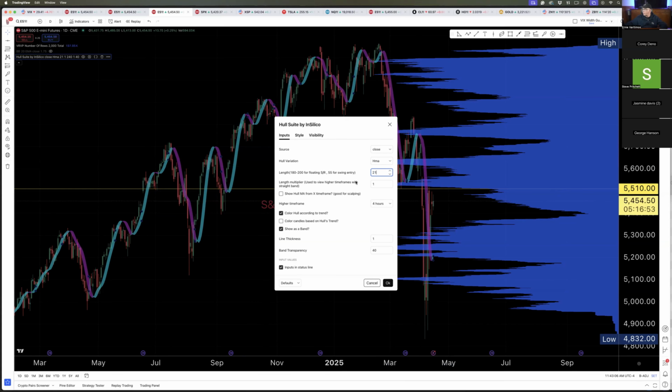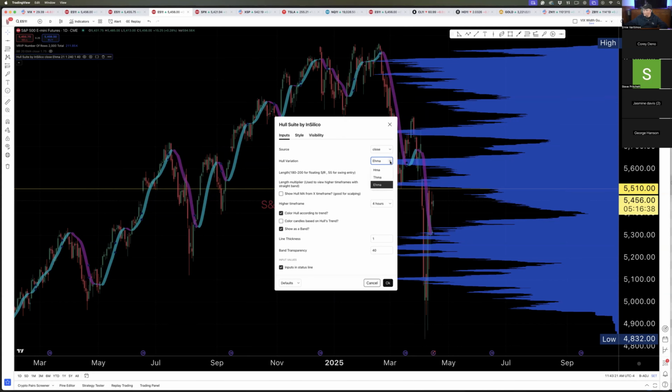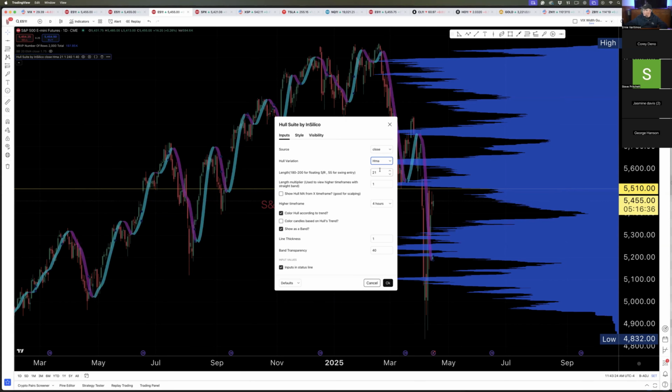Now the Hull Suite has different ways of calculating that moving average. And that's what this is right here. Some people use HMA, THMA, or EHMA. I don't know what the best is. I think EHMA might be faster. I think HMA might be a little slower. I don't know which one looks better. Does anyone have any opinion on that? I don't have any opinion. But I've been using EHMA. So those are my settings, EHMA and 21.